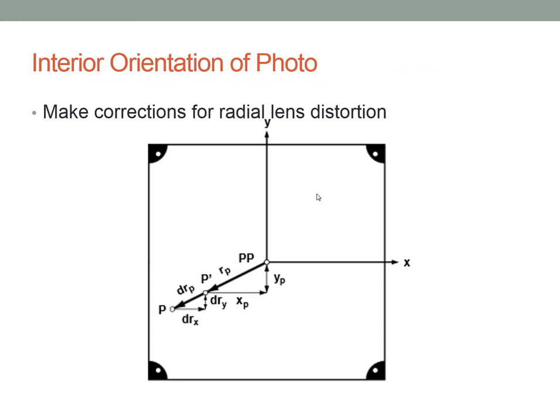Even the most carefully manufactured lens can have some distortion in the photographic image. Lens distortion is also measured in laboratory calibration, and they give values for it in the calibration report. So corrections for lens distortion can also be applied during this interior orientation process.